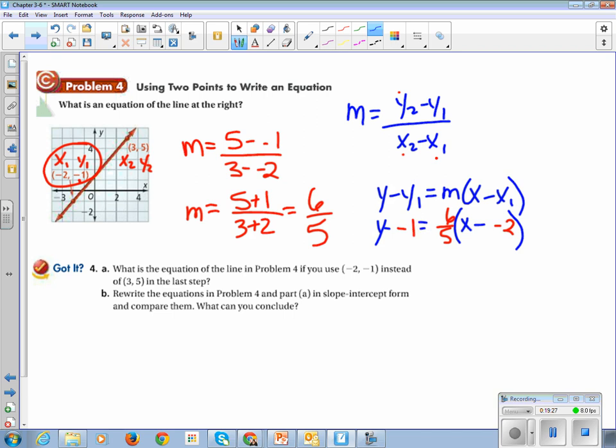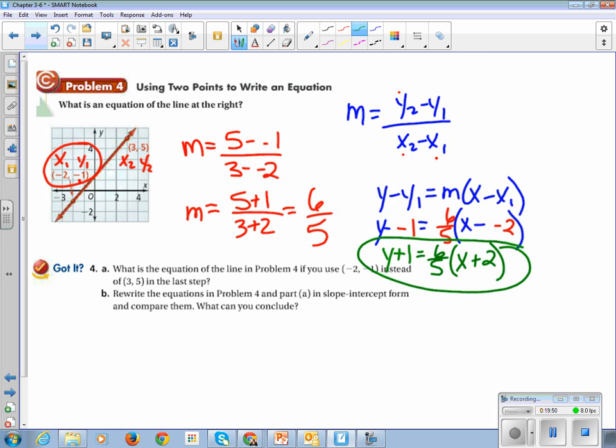So I just take out the y1, the slope, and the x1, and I leave everything else. So now we simplify, simplify, simplify, because minus the negative is the same as plus. 6/5 is 6/5, minus a negative is plus, and I have the equation of my line.